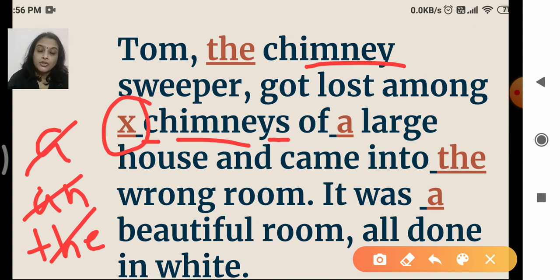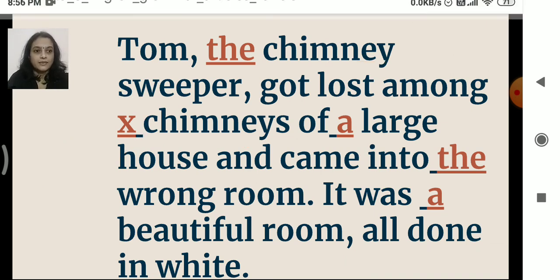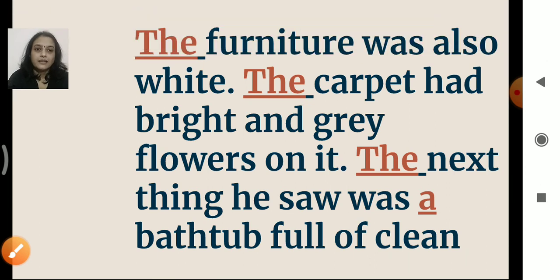It was a beautiful room. Again for the first time, so a beautiful room, all done in white. Then it goes dash the furniture. In that blank we have put the furniture, because we are talking about that particular furniture which is there in that room. So the furniture was also white. The carpet, again a particular one, the carpet had bright and grey flowers on it. The next thing, again a particular thing he saw. So the next thing he saw was a bathtub.